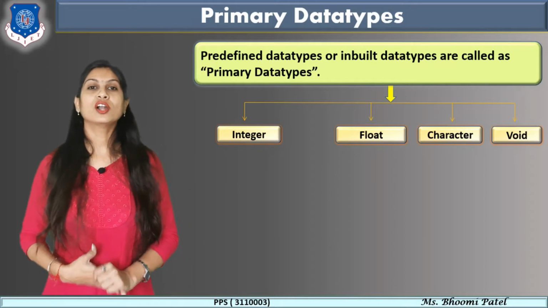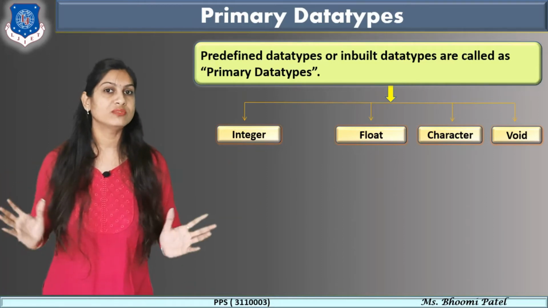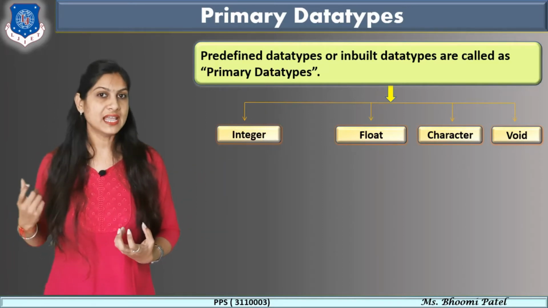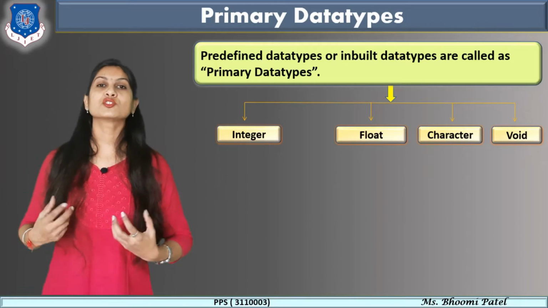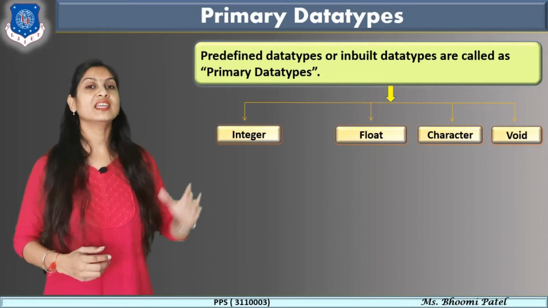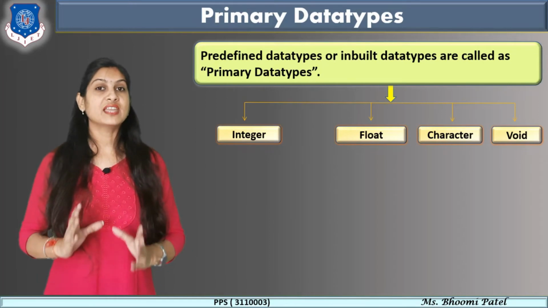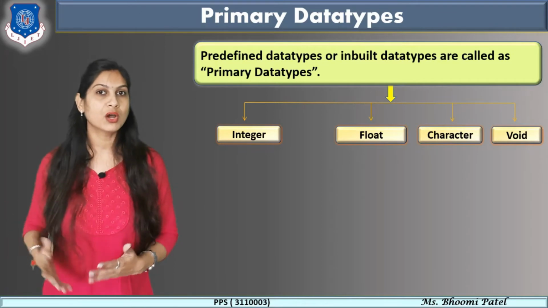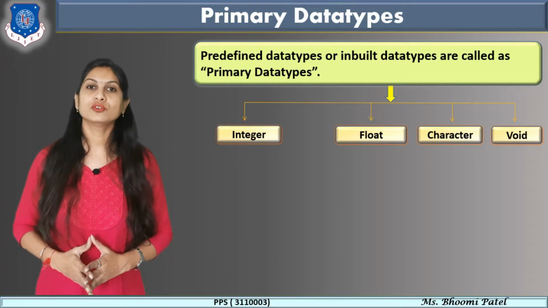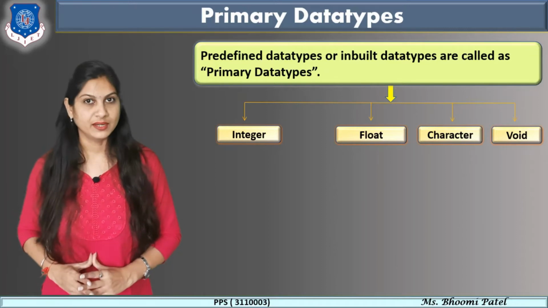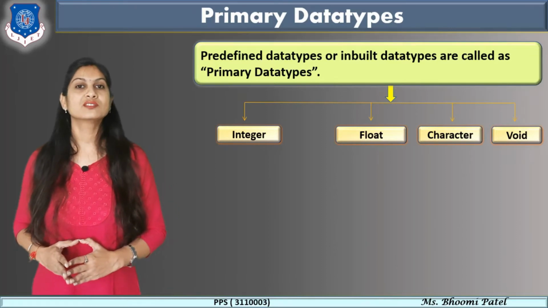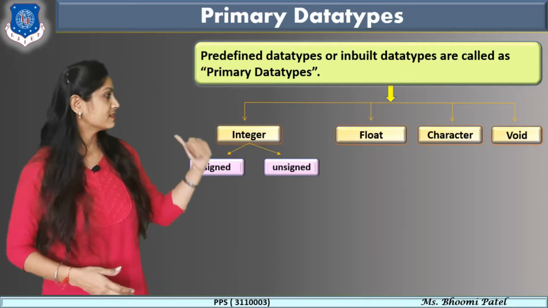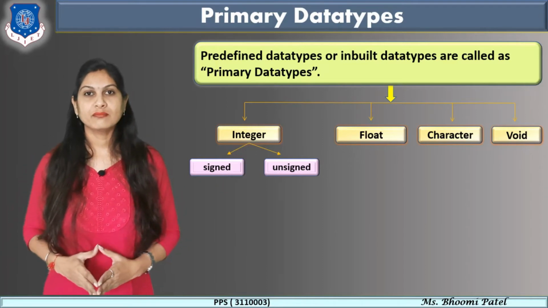Integer means what? It stores whole values without a decimal point. Float means it accepts real numbers with decimal values. Character means it stores alphabets also. And void is mostly used for functions, which is a totally different unit where we learn more about the concept of void. Right now you just use void in void main, and for no other purpose. Now integer is again categorized into 2 parts, signed and unsigned.